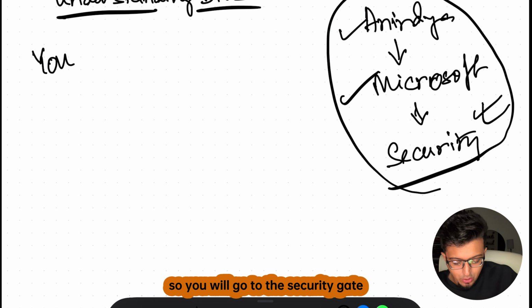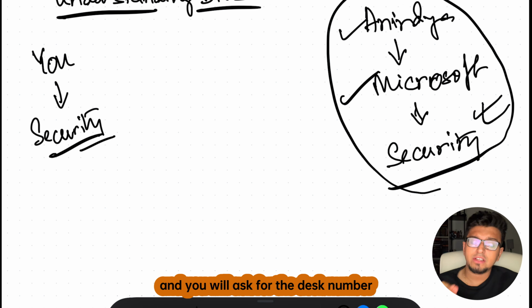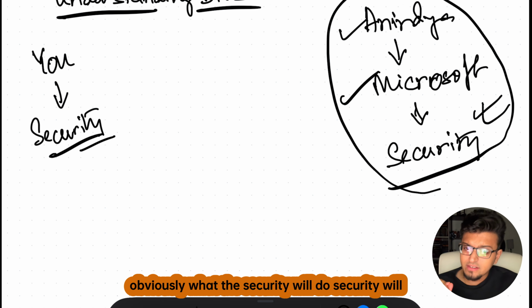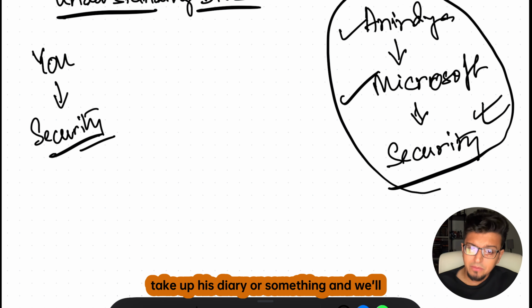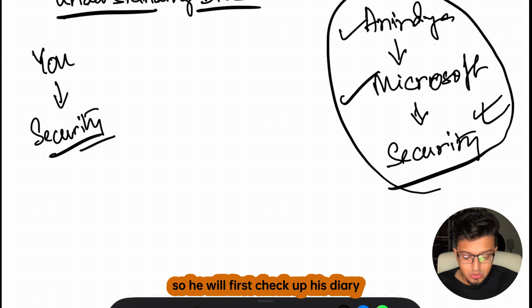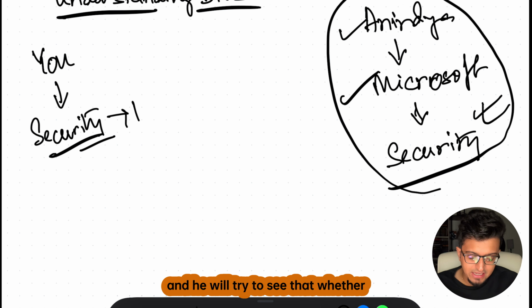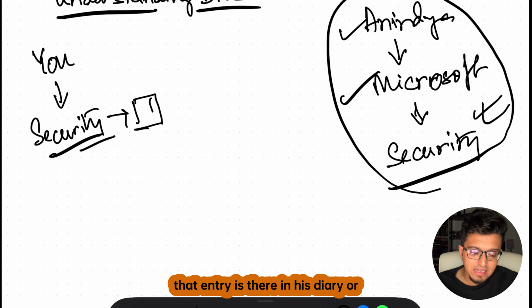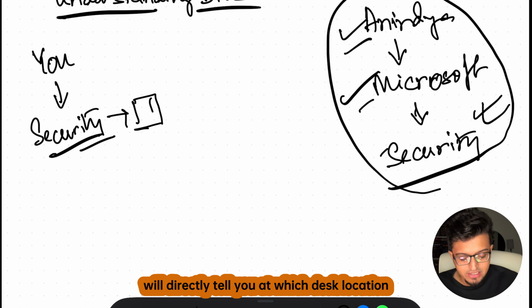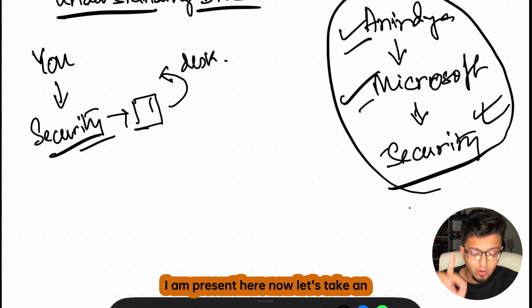Clear? So you will go to the security gate and ask for the desk number or the exact location where I sit. Now obviously, security will take up his diary and try to see whether he knows where I sit in the office or not. He will first check his diary to see whether that entry is there or not. If he knows where I sit, very good. He will directly tell you at which desk location I am present. Clear?